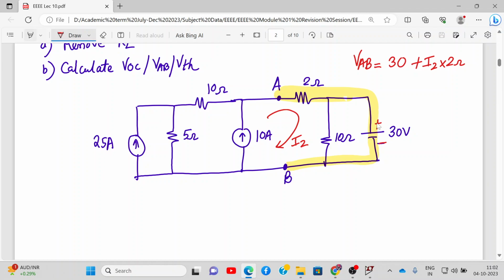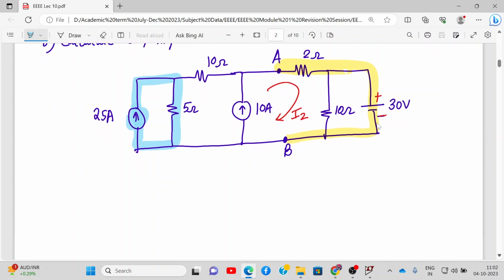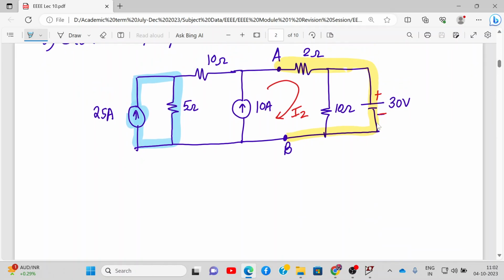Before doing that, one more observation is that this current source is in parallel with this 5 ohm resistance. So we can convert this current source in parallel with this resistance to a voltage source in series with resistance. Let me draw the circuit again. This will be reduced to the following. A current source in parallel with a resistance will be converted into a voltage source, with value V equal to I into R. That will be 25 amperes into 5, that is 125 volt.